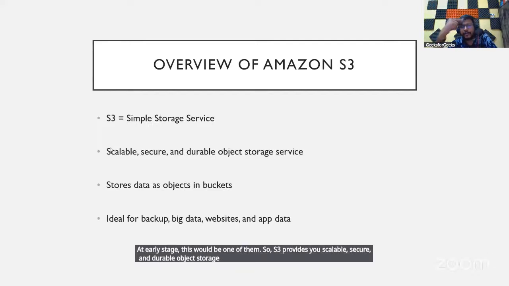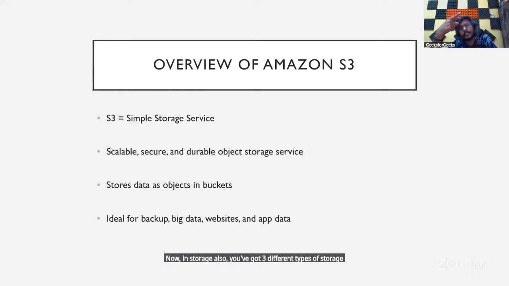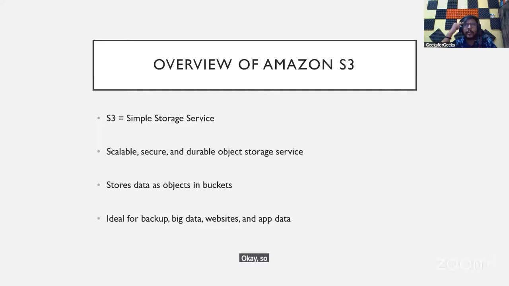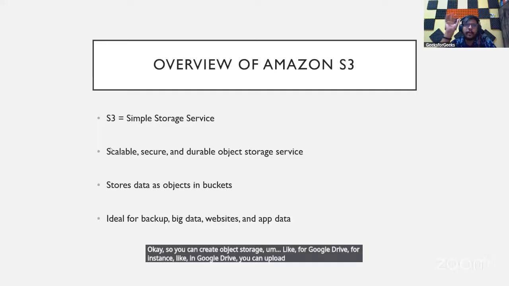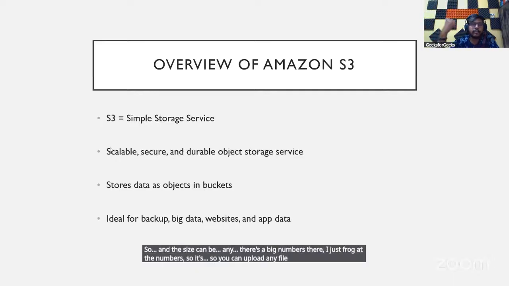Now, here one term is used: object storage. In storage you have three different types: object, block, and file. You can treat object storage like Google Drive, for instance. In Google Drive, you can upload any kind of file, and the size can be anything. There's a big number, I just forget the number. So you can upload any file and then access it whenever you want to.